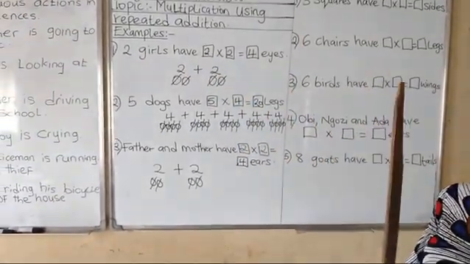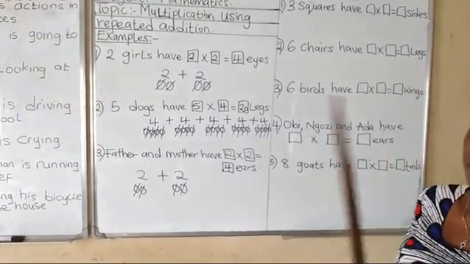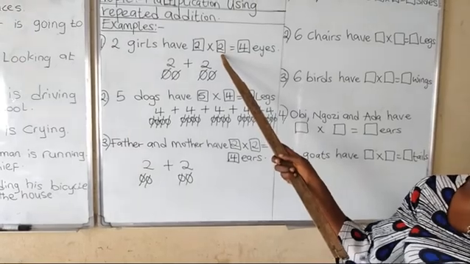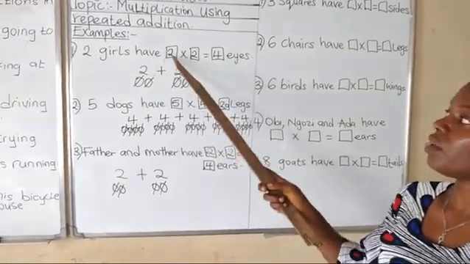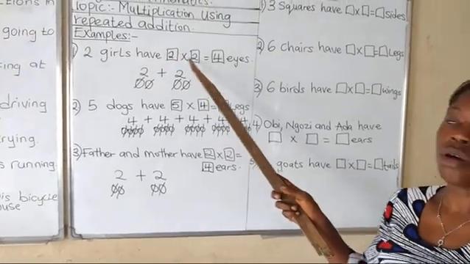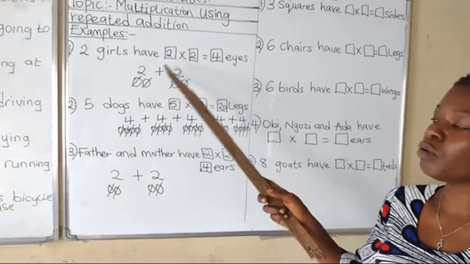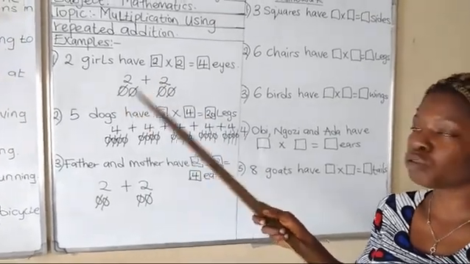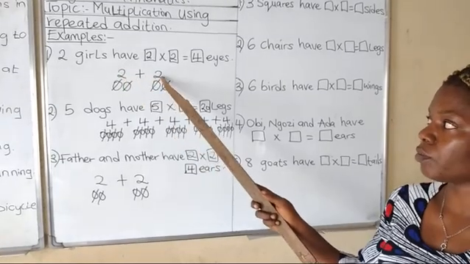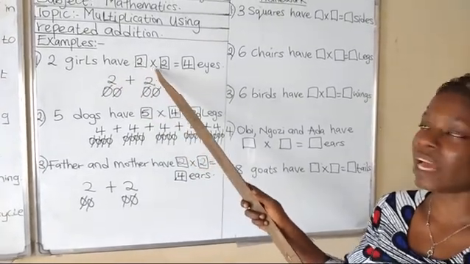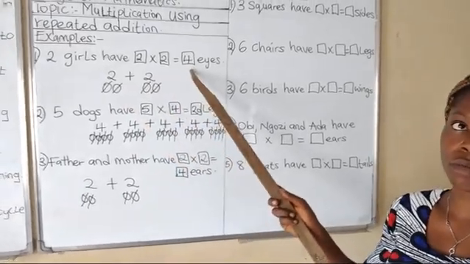A girl has how many eyes? A girl has only got 2 eyes. You write it here. Then you now say 2 times 2. 2 times 2 means what? 2 into 2 places or 2 groups. Look at it here. 2 plus 2 is the same thing as 2 times 2. And we added everything. It gave us 4.